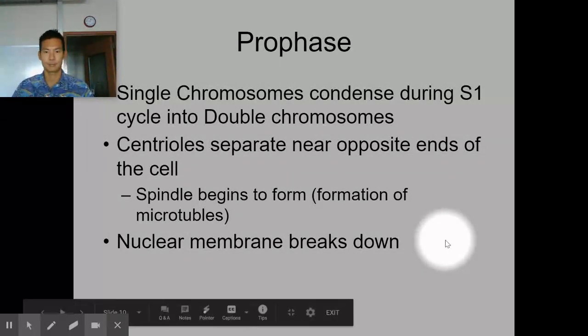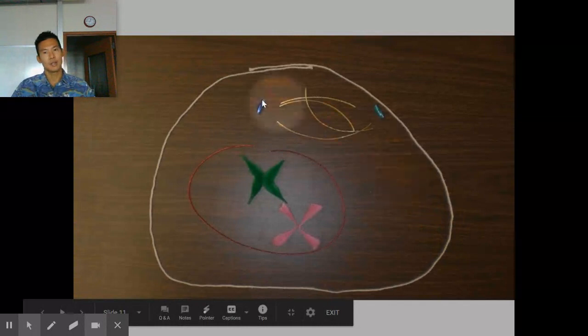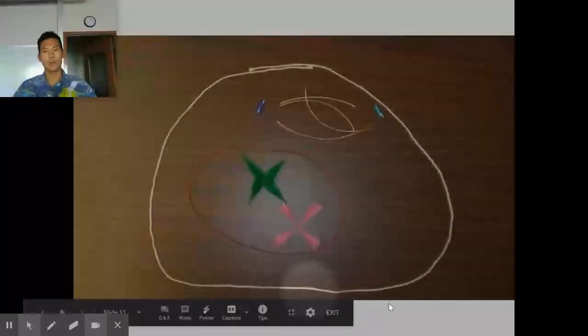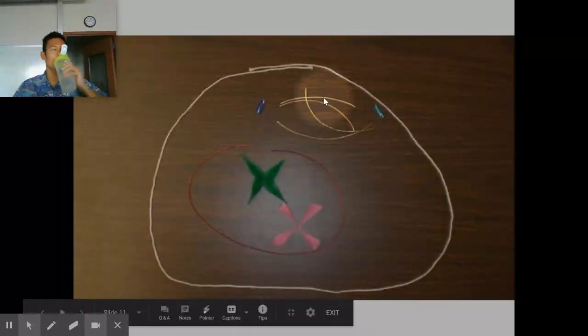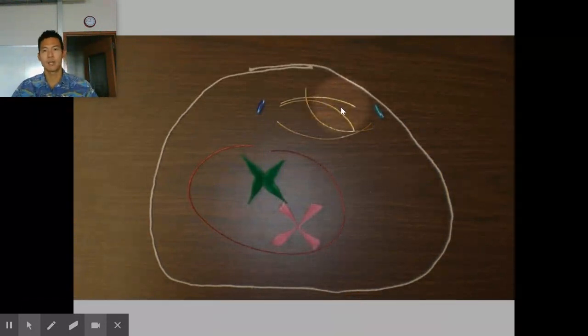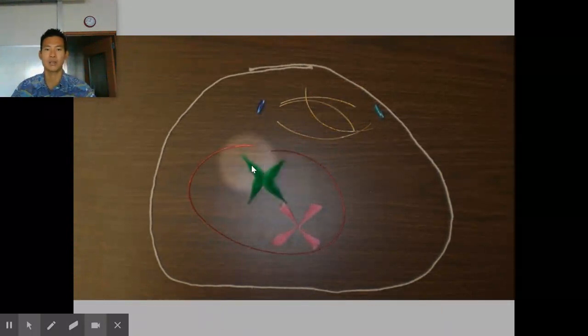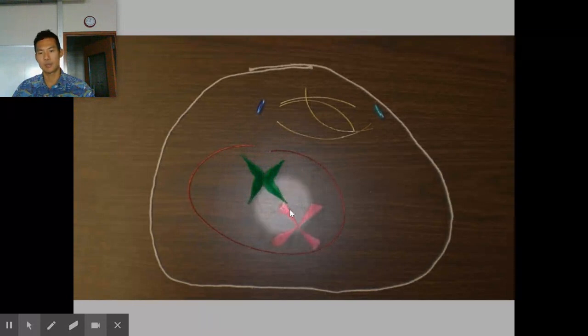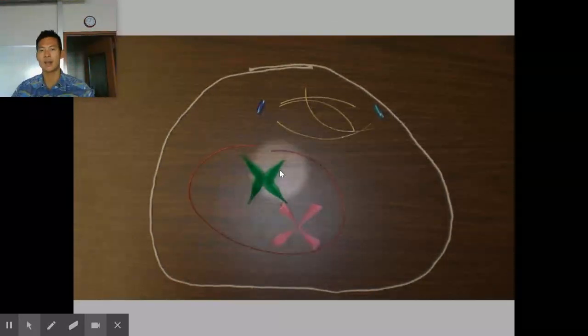And here's a little picture representation of what prophase would look like. Do you notice the X's are the same color? Because this side is identical with this side. Now this one's pink, this one's green. Therefore, you know that this and this are not identical. If they're the same color, they're identical.